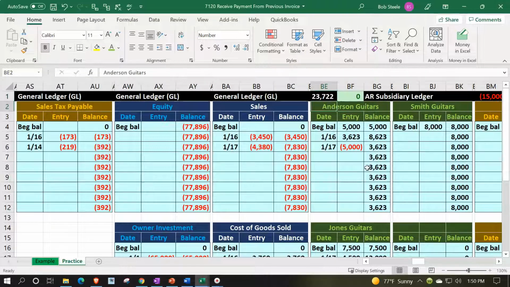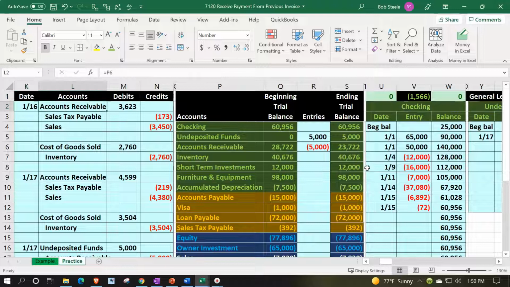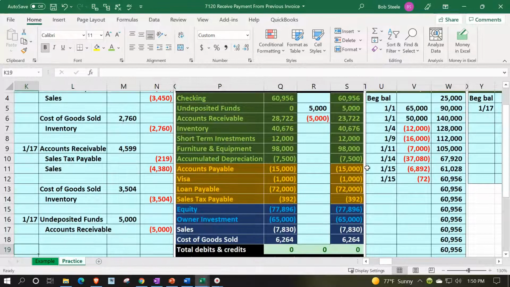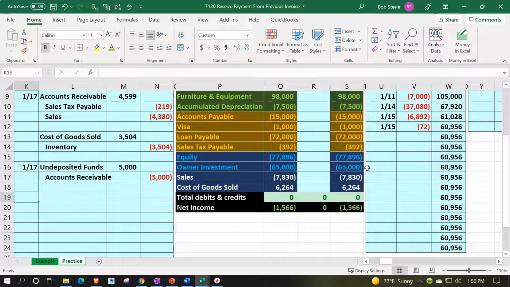Let's go all the way and double check it though. All the way to the trial balance, ties out with a pretty solid knot too. It's not like a knot that's going to come undone. I know how to tie a knot. This is like a solid knot. So we're going to do it again now.